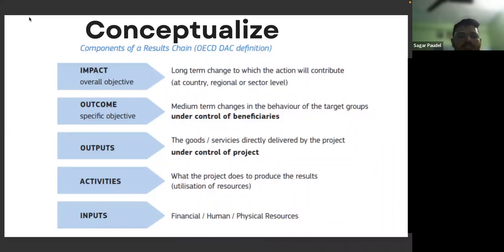And input is something that we put in as resources. For example, it may be human resources, it may be money, it may be help or volunteering, anything. So this is all about the input we put into the project. And activities are what we process if we give input, and the processing of input is the activities. It can be done through the utilization of the different inputs. So this is all about the result chain, what we need to understand before designing the project.